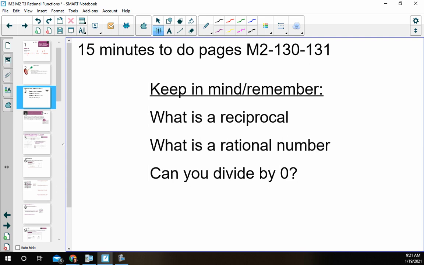A reciprocal is kind of like a flip function. So if I had 2, its reciprocal would be 1 over 2. If I had 3 over 2, its reciprocal would be 2/3. What is a rational number? If you Google rational number and examples, what is it? It is negatives to positives. It is whole numbers to decimals. So 0.5, 0.7, 0.67923, -4, 7. Can I divide by 0? I cannot divide by 0. It would give me an error in my calculator.